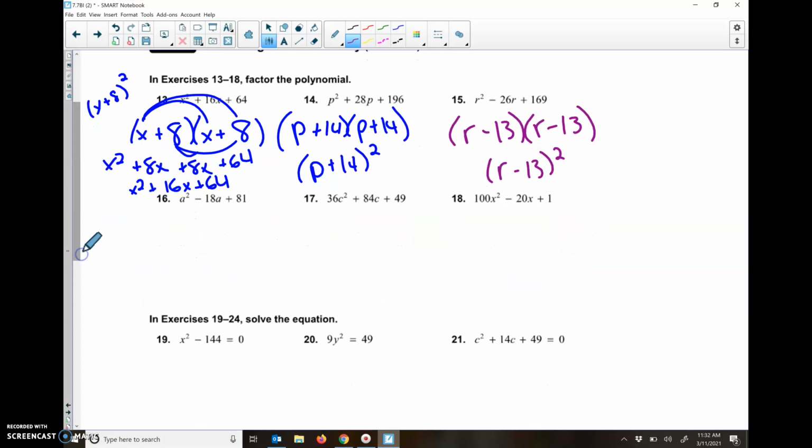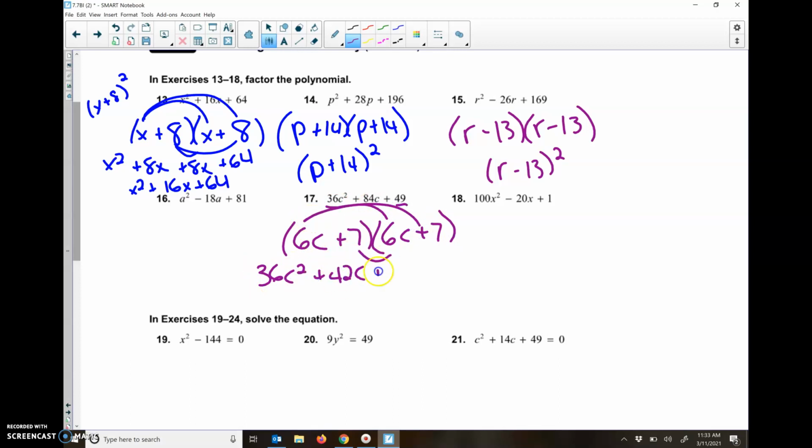Then it still continues down here for 17 and 18, even though we have numbers in front of the c, but since we're talking about special products, we know it's always going to be square roots. So square root of 36 is 6, square root of 49 is 7, and then same thing, 6c plus 7. And then let's test it out. So that's 36c squared, that's 42c, that's 42c, and that's 49.